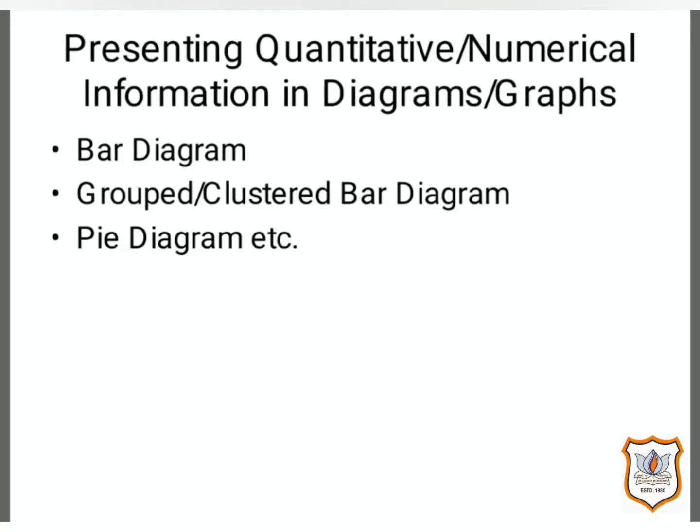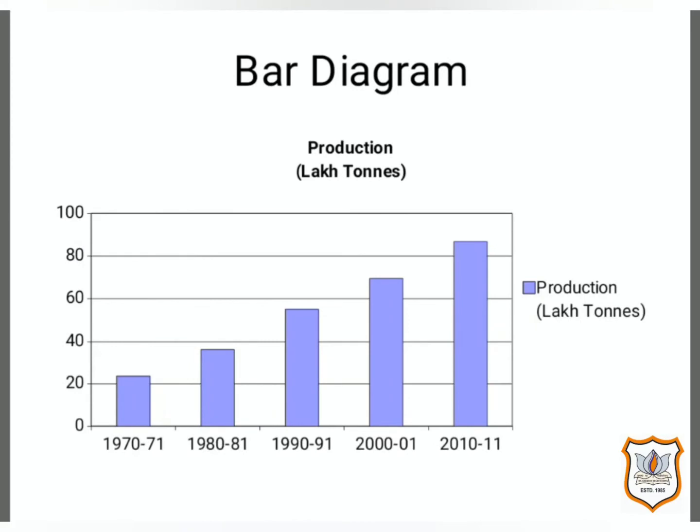First of all, let us discuss a bar diagram. A bar diagram, also known as a bar chart or bar graph, is a diagram which represents grouped data with rectangular bars with length proportional to the values which they represent.